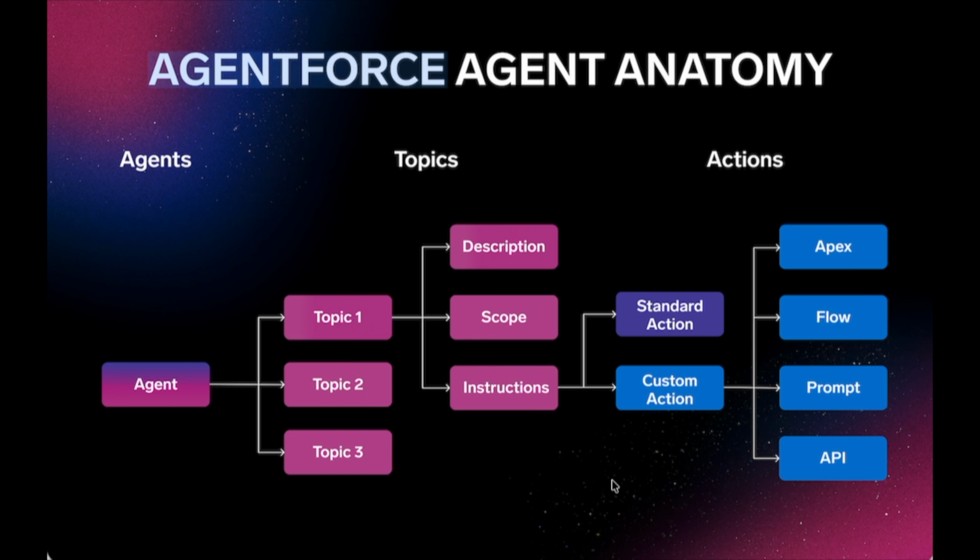Instructions tell the agent how to act within a topic. They define rules, steps, and behavior before any action is taken. This is where the logic of the agent is shaped.